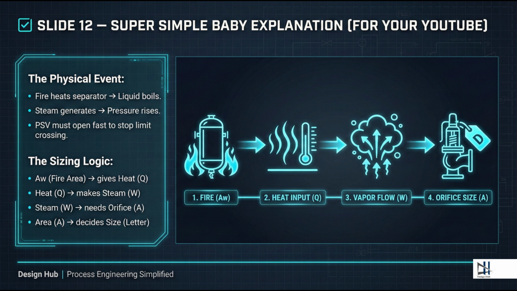Now remember this golden chain. Fire heats vessel. Liquid boils. Vapor is produced. Pressure builds. PSV releases vapor. Vessel stays safe. So the main calculation path is wetted area, heat input, vapor load, orifice area, orifice letter.